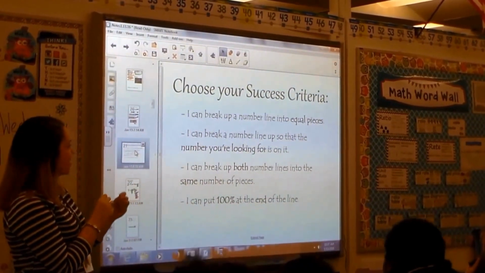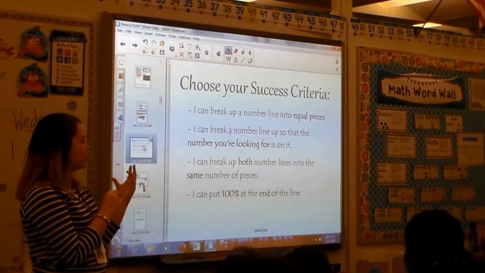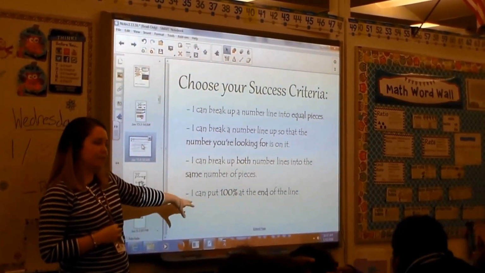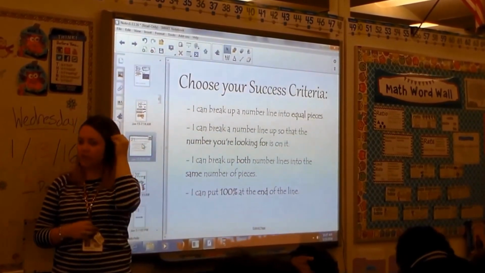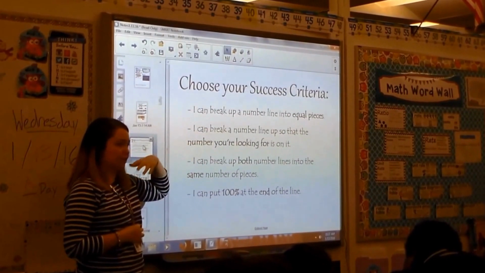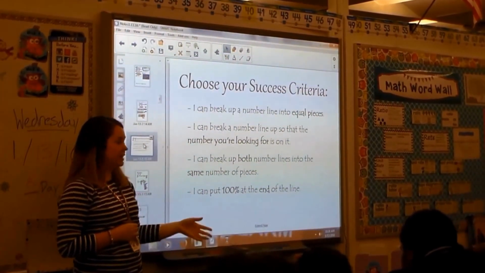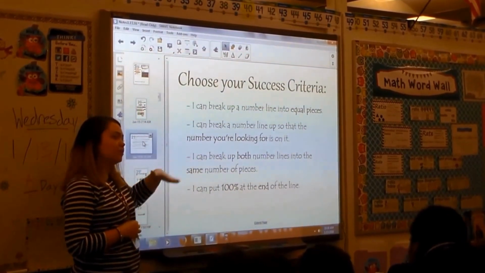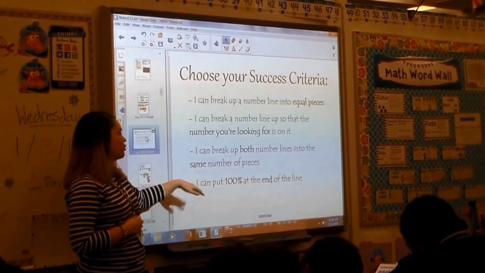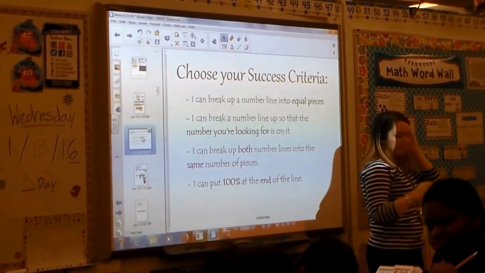So you're going to pick, after we review all of this and we go through it and we look at it together, you're going to choose which do you need to work on and be able to do. As we talk about it, what is your mind going to be focusing on? Is it going to be breaking up a number line into equal pieces, breaking up so that the number you're looking for is on it, breaking both number lines up the same, putting those lines up the same, or putting 100% at the end? I'm going to give you about 2 minutes.